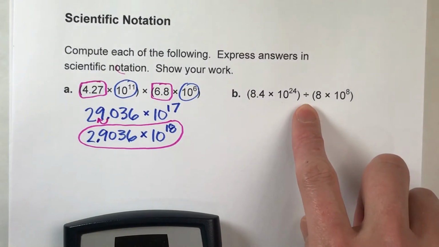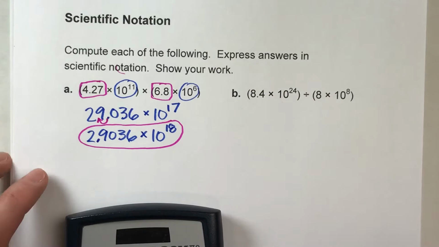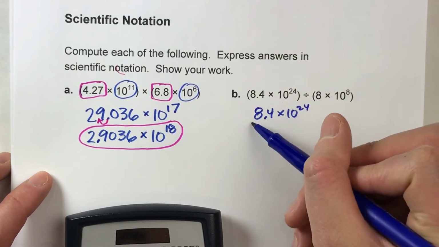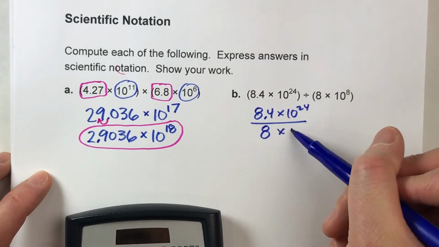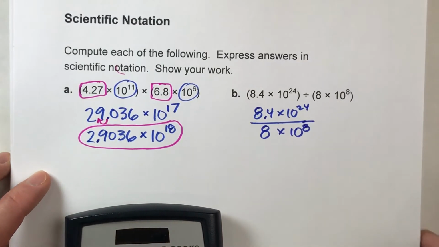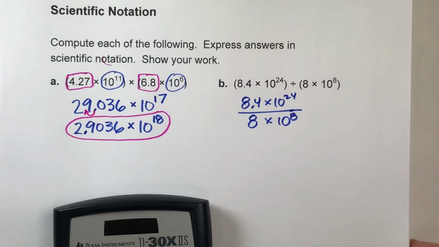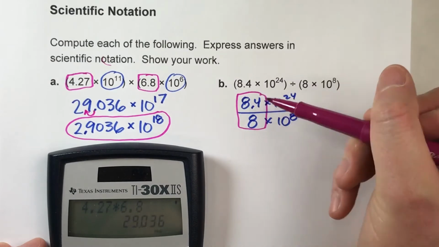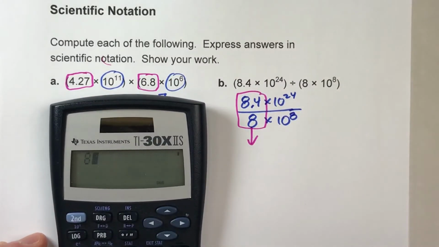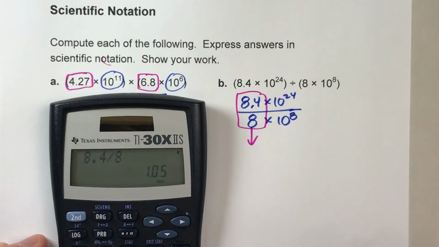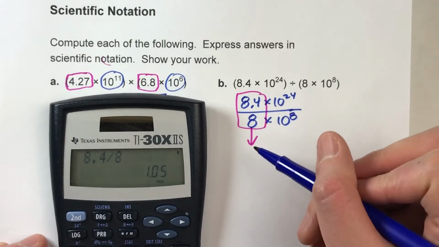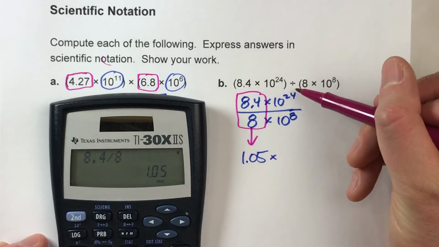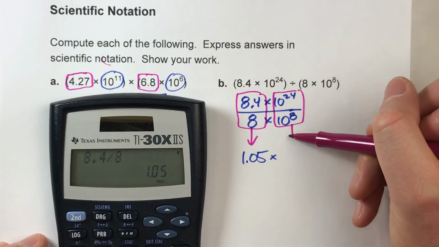Dividing turns out isn't that bad either, because what we're doing here is we're taking 8.4 times 10 to the 24th divided by 8 times 10 to the 8th power. And turns out dividing is about as easy as multiplying. Because look, we can divide the regular numbers. 8.4 divided by 8 gets us 1.05 times. Now we can divide your powers of 10.